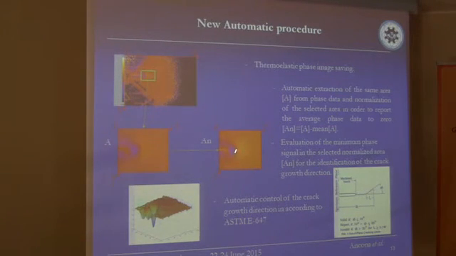There was a normalization of the signal with the average phase data to bring the phase data back to 0 in the region where the bad conditions were achieved. And then, through the identification of the minimum signal phase value, it's possible to identify the crack growth direction. In this procedure, there was an automatic control of the crack growth direction according to ASTM E647.